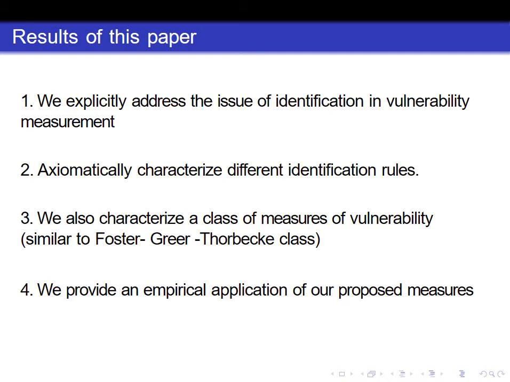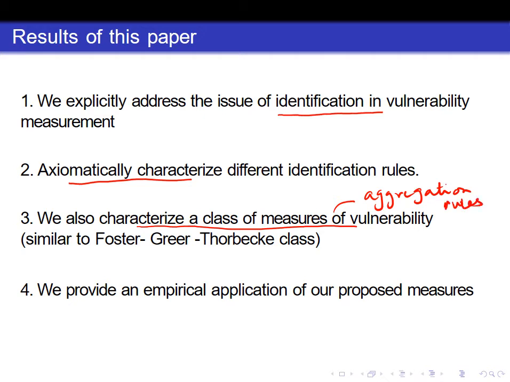In this paper, we explicitly address the issue of identification in vulnerability measurement. We axiomatically characterize different identification rules. We also characterize a class of measure of vulnerability. This is part of the aggregation methods used in the literature and quite commonly used. And we also provide an empirical application of our proposed methods of identification.